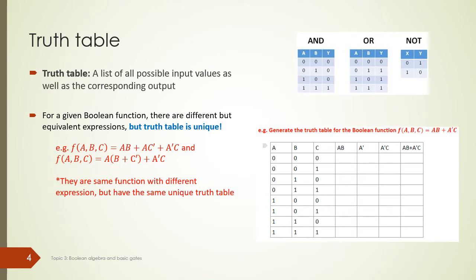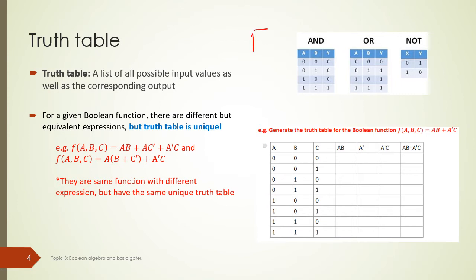So what is a truth table? It's a list of all possible input values as well as the corresponding output. Like I just said, it tells every detail of your system or logic circuit. I give 3 examples here showing the truth table of the 3 basic Boolean functions: and, or, and not. Here a and b are the input variables, and y is the output variable.